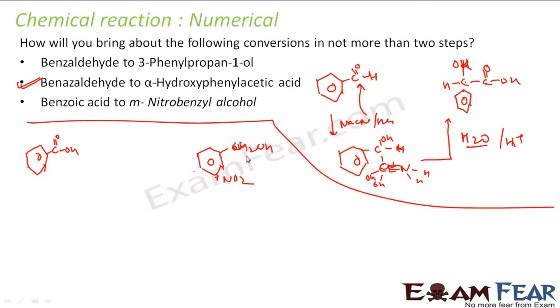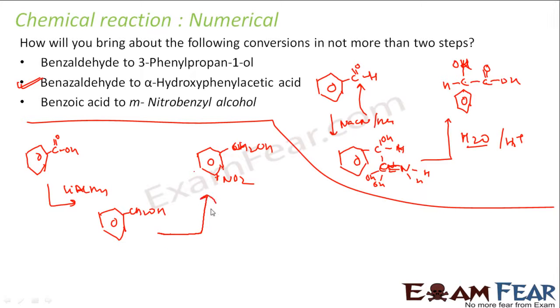So what I can do is I can first make it CH2OH. Pretty easy. I have to just do a reduction. I can use LiAlH4, right? This becomes CH2OH, and then I can do the nitration, HNO3 in presence of sulfuric acid. So it will come in the meta position.